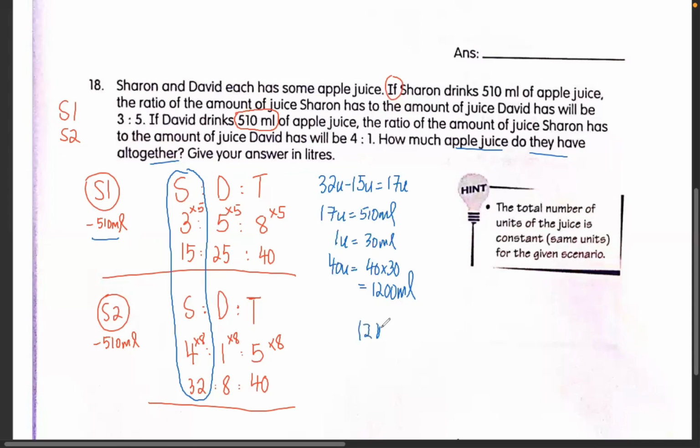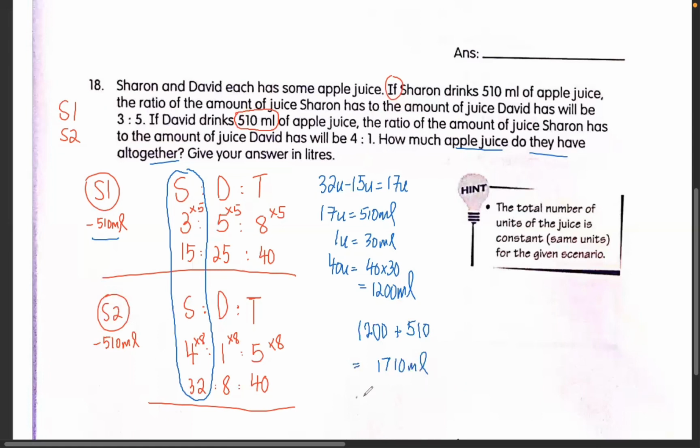So we have to do 1200, and remember to add back how much? The 510 ml. I repeat again, remember to add back the 510 ml because they want to find how much apple juice they have altogether. Altogether means to say the part that was also drunk. If you add back the 510 over here, am I making sense here? Yes. So this gives me 1710 ml.